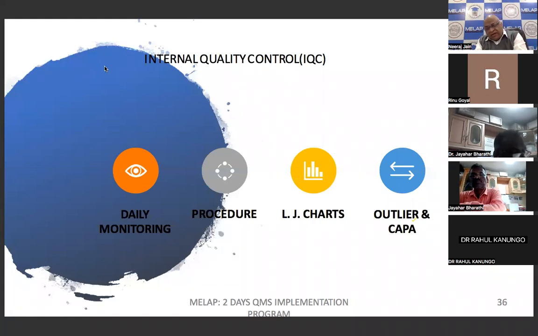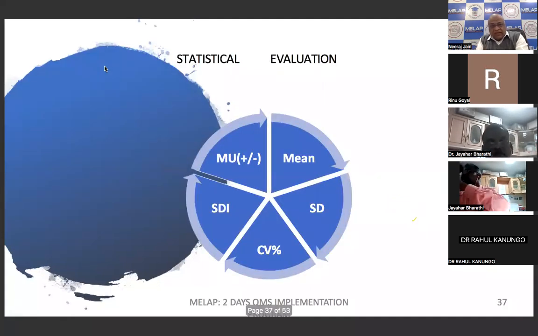And what is the clause related to your internal quality control? Examination is 7.3. After that, ensuring quality, the validity of examination results, 7.3.7, and IQC 7.3.7.2. That is your IQC. You have to carry out some statistical work.